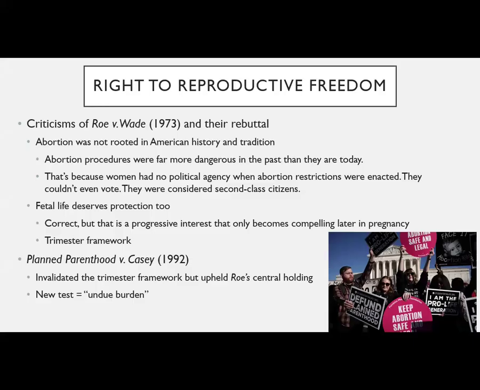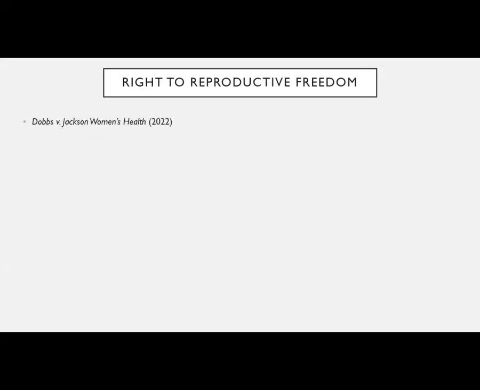That undue burden test governed abortion cases for another 30 years, until politicians succeeded in seating Supreme Court justices who were willing to overrule Roe v. Wade entirely. And that brings us to the most recent abortion decision of the U.S. Supreme Court. Dobbs v. Jackson Women's Health in 2022 struck down Roe's central holding, as well as Casey's undue burden test. Now, state restrictions on a woman's right to choose an abortion must simply satisfy the rational basis test.